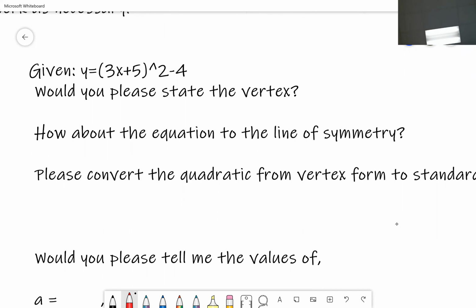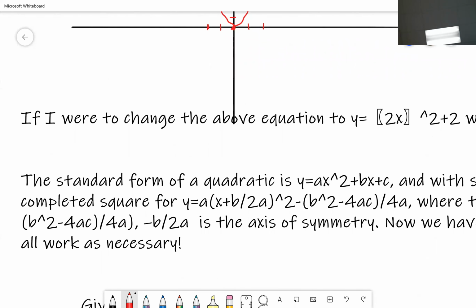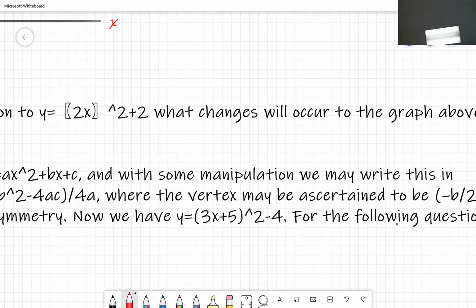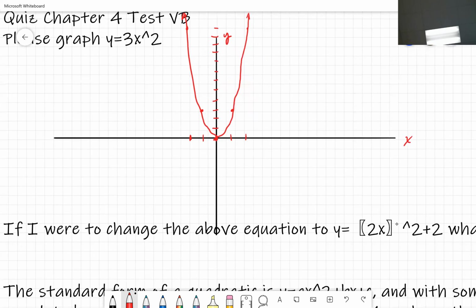I skipped that part. Okay. Did it copy it? Yeah, it's there. I just put it all together. Oh, okay, there I see. If I were to change the above equation to y equals 2x squared plus 2, what changes will occur in the graph above? And it should be, I told you to change it to a 3.